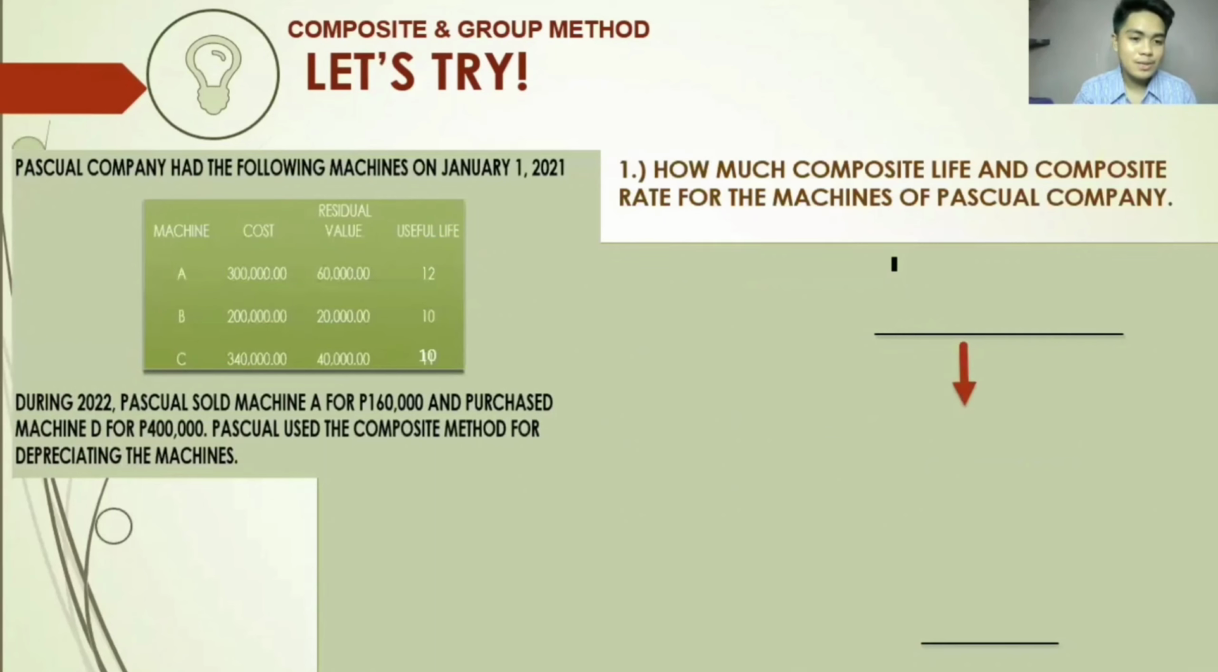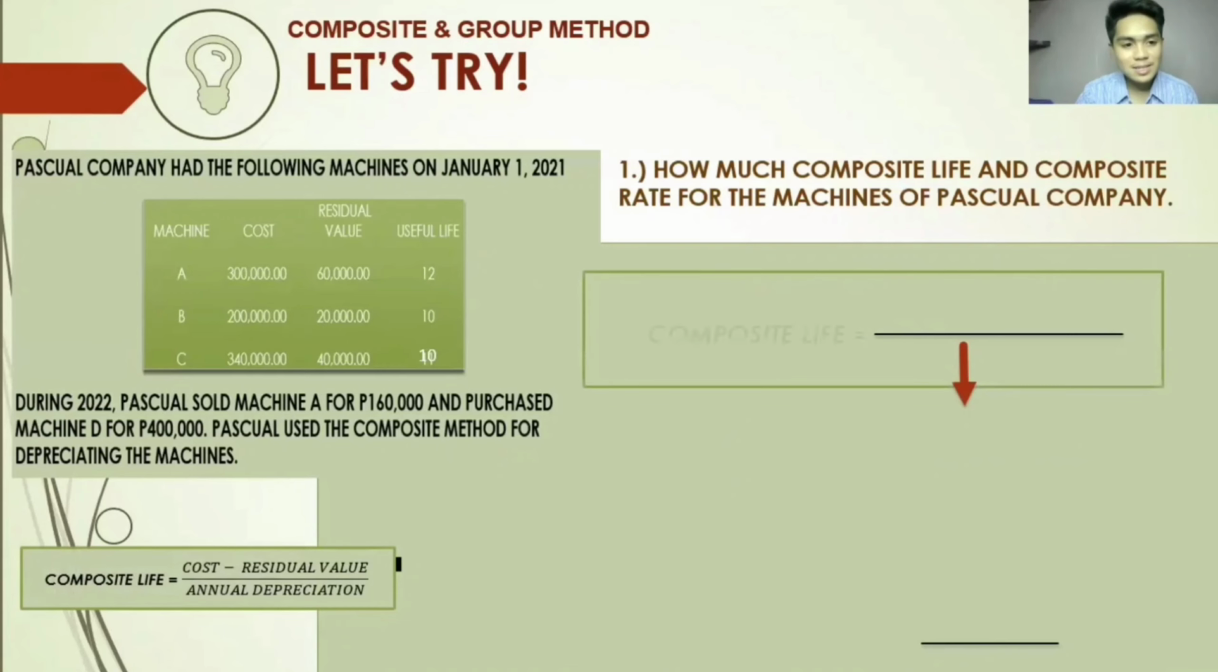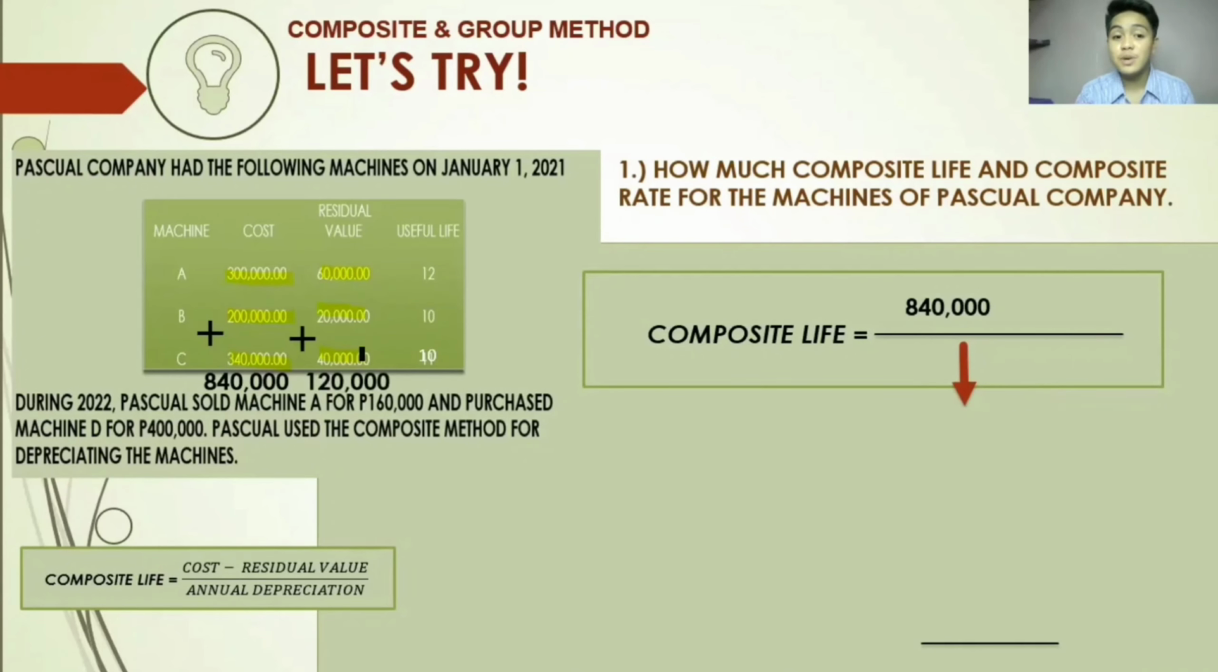Okay? So, ano nga ba ulit ang formula ng composite life? Cost minus residual value divided by the annual depreciation. Okay, so let's try. Let's add first the cost. 300 plus 200 plus 340. How much? 840. So, total cost natin 840. Ganun din gagawin natin kay residual value. 60 plus 20 plus 40. The total residual value natin is 120. So, 840 minus 120. Ang di pa natin nakukuha yung annual depreciation.